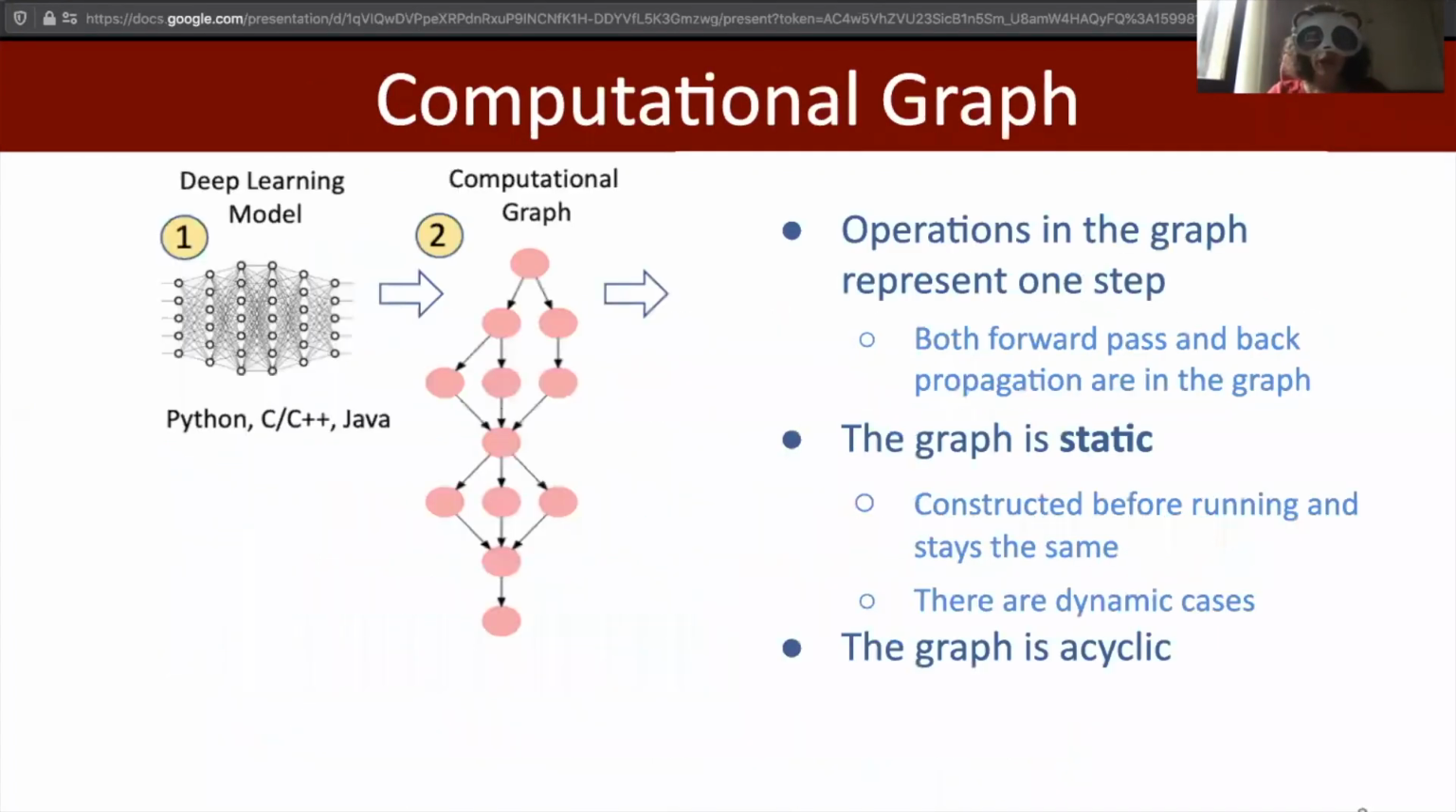So you are probably familiar with computational graphs, but in terms of deep learning, most popular frameworks like TensorFlow or MXNet convert the deep learning model into a computational graph before they process it. And these graphs are mostly static. There are some dynamic ones, but most of the time, the structure, dependency, and shape don't change.